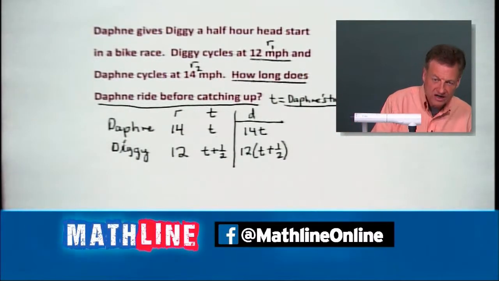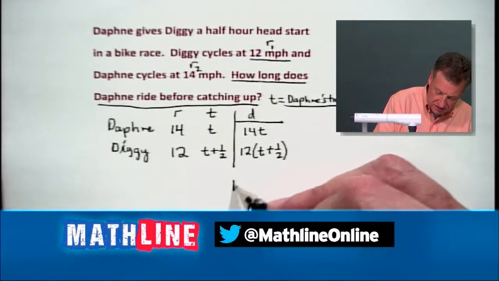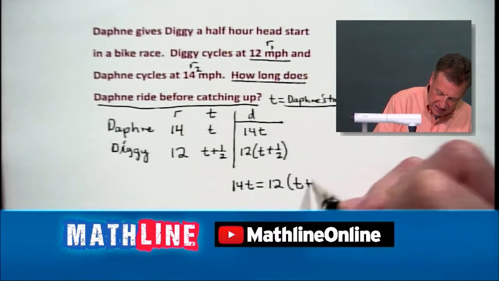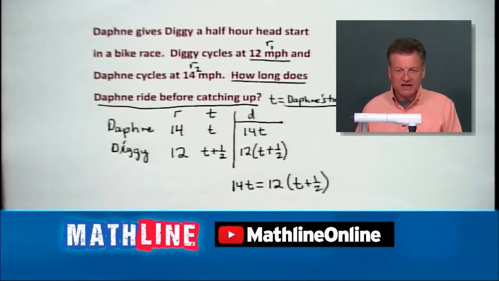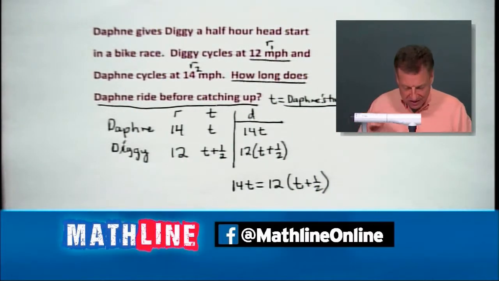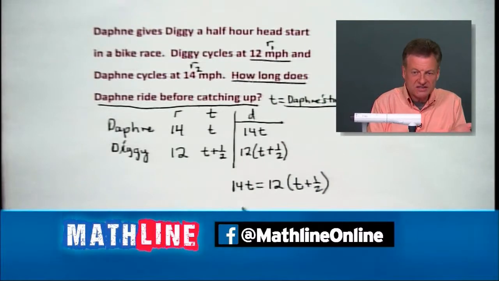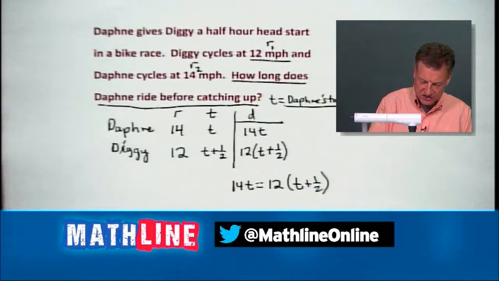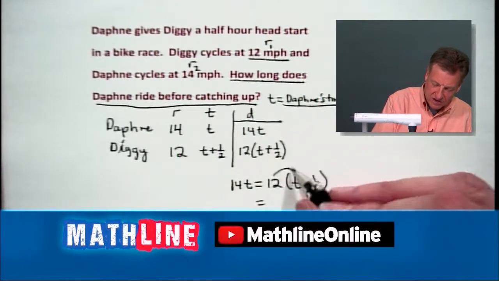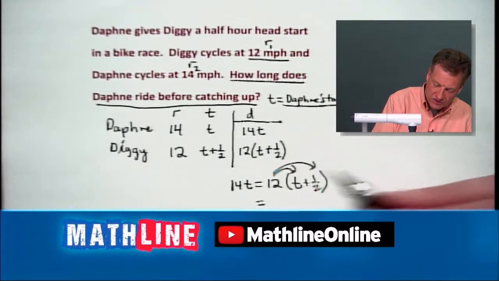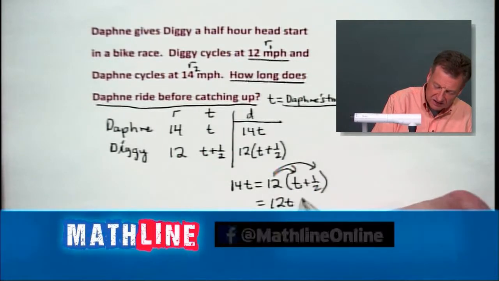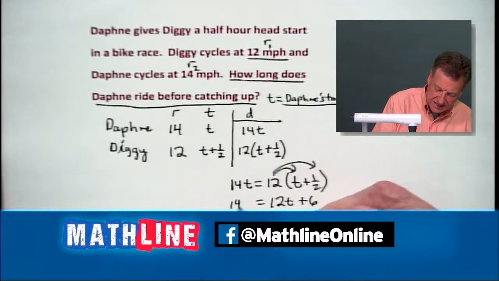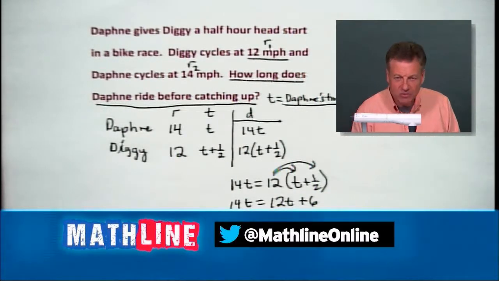So here's the deal. We're going to say 14t is equal to 12 times (t plus 1/2). Oh my goodness, now that makes sense, does it not? Daphne's going a distance. Diggy's going the same distance. So let's distribute and find out where this goes. We distribute our 12 all the way through there. We got 12t plus 6. That's straightforward. 14t over here, playing the game with it.